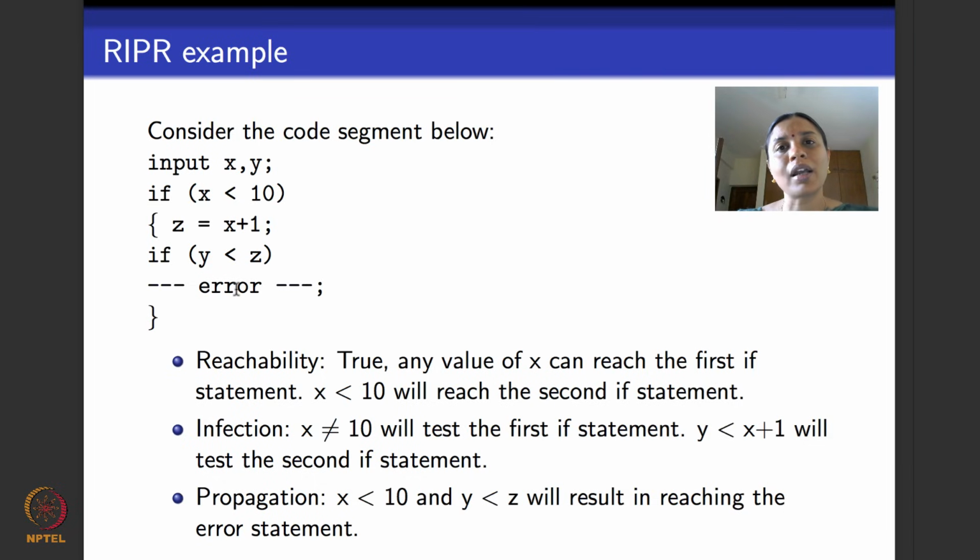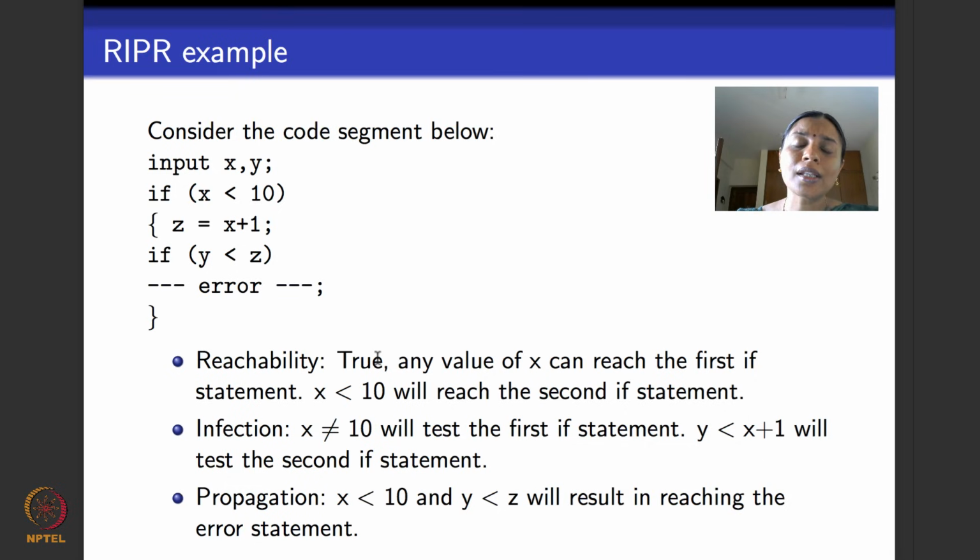Right? So what do the RIPR parameters do for this? So let's look at reachability first. What does it mean for the first if statement to be reachable? Any value of X will reach that statement, right? Assuming that there are no code fragments that change the value of X, any value of X that is given here will reach the first statement, which is X less than 10. So reachability can be thought of as being true, always true. There's nothing specific that I need to do, right?